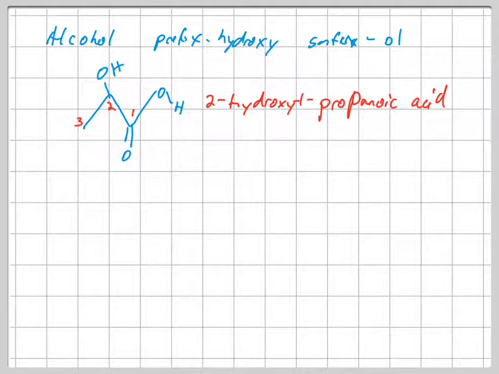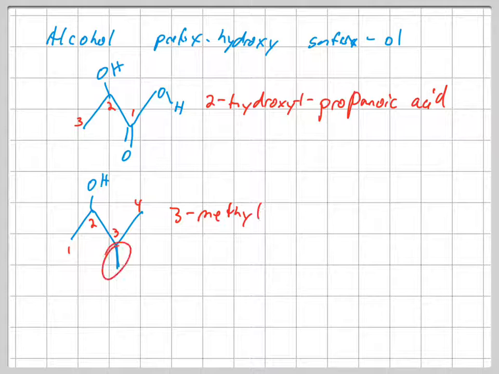Now, if we drew the same thing with a hydroxy group on there, and then let's say over here we had a methyl group on this one, we would number it in the opposite direction. So we have a hydroxy on the lowest one, and so here this would be 3-methyl, because our methyl group is on the third carbon, and then it would be 2-butanol.